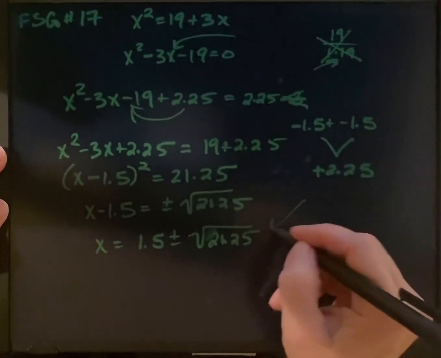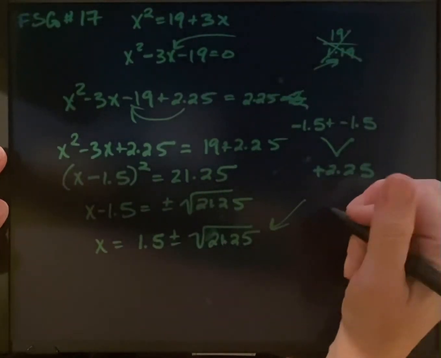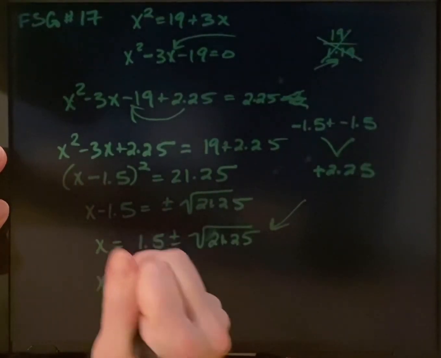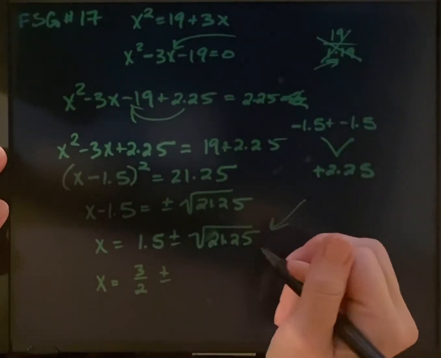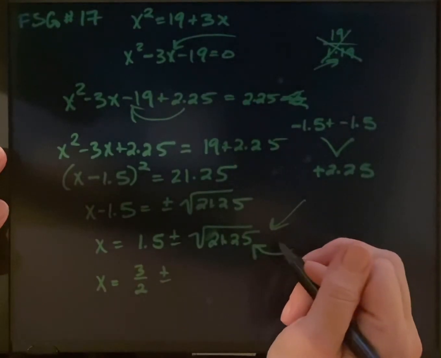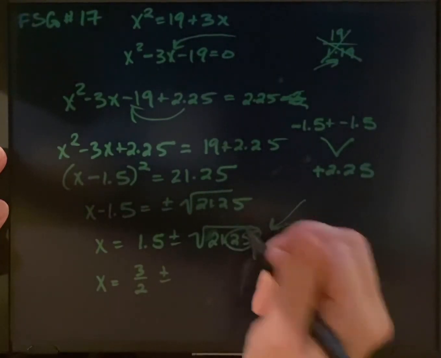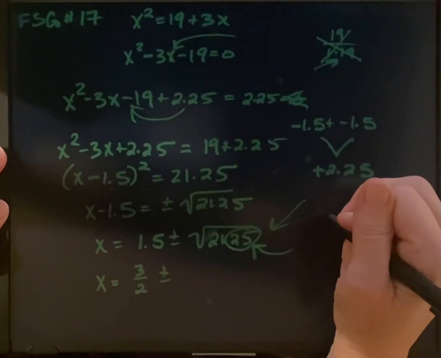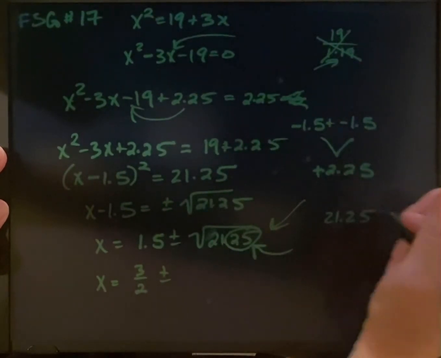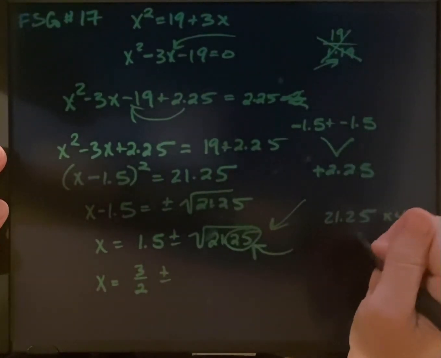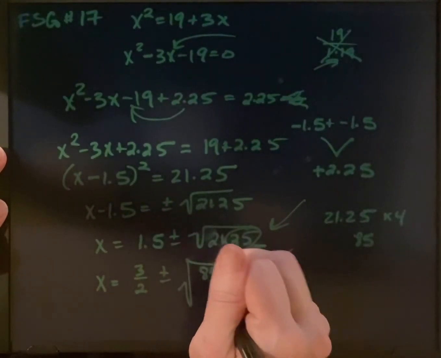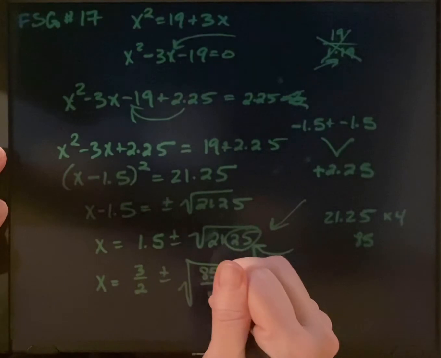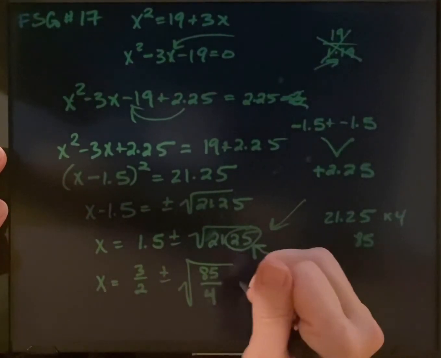Now this isn't very nice yet since we've got decimals. So let's go ahead and get rid of those. This gives us x equals 3/2 plus or minus. To turn this into a whole number, you can see we've got a 0.25 here. So let's multiply this by 4, and that's going to give us a whole number. So that equals 85. So we've got the square root of 85 over 4, because we multiplied by 4.